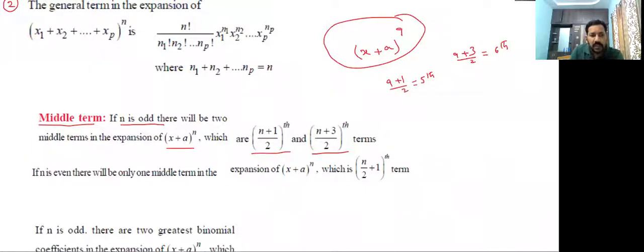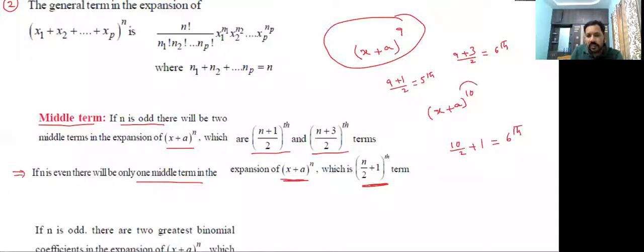Okay, now if n is even, there will be only one middle term in the expansion of (x + a) whole power n, that is the (n by 2 plus 1)th term. Suppose (x + a) whole power 10. n is even, so the middle term is the (10 by 2 plus 1)th term. 10 by 2 means 5, 5 plus 1, that is the 6th term.